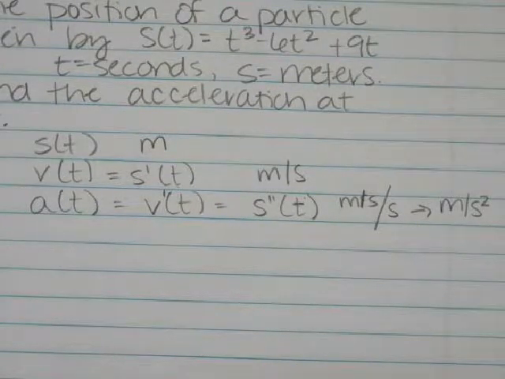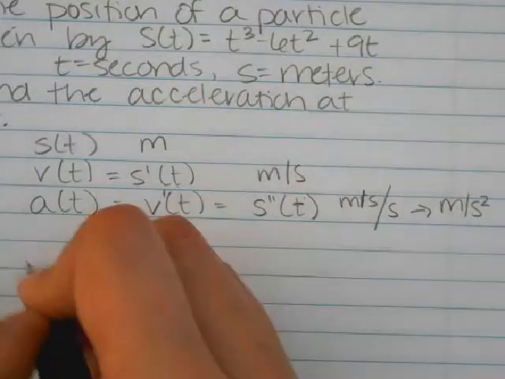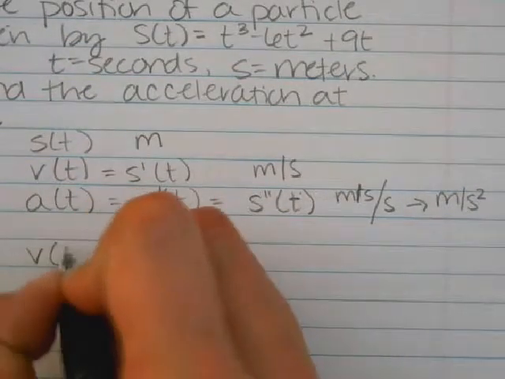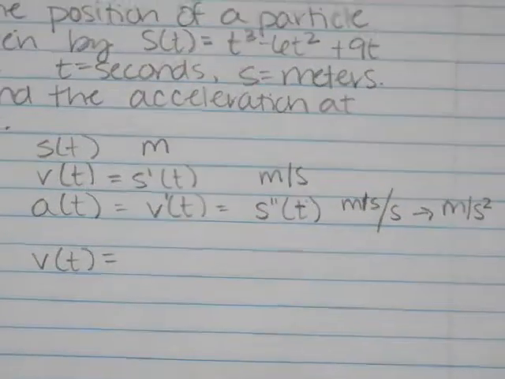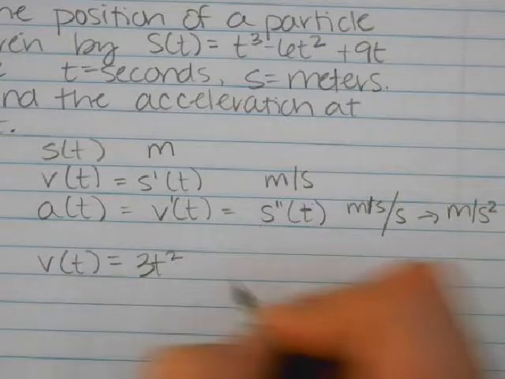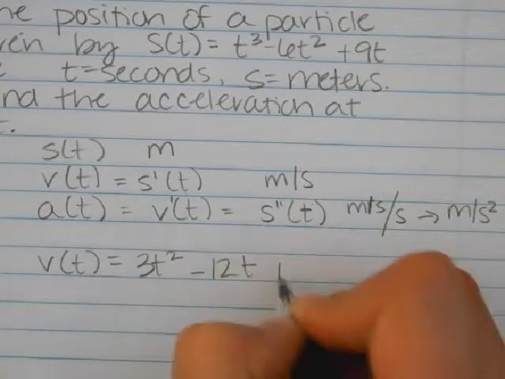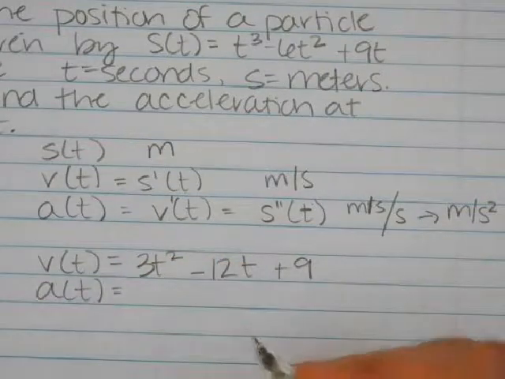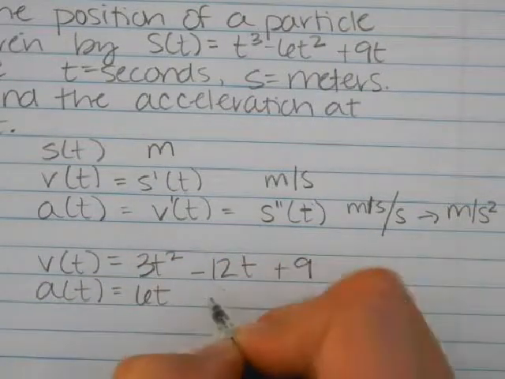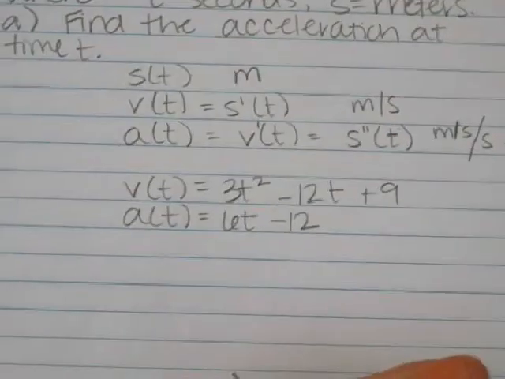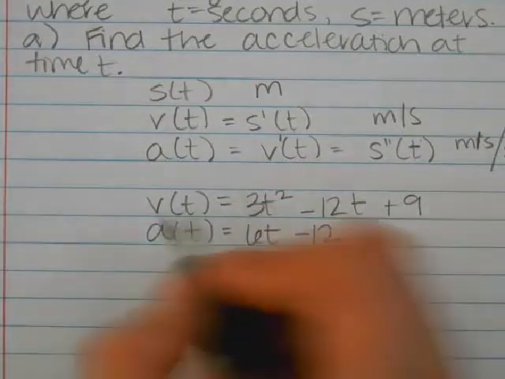Okay. So what we probably want to do first is just find the first derivative, because that helps us to find the second derivative. So v of t is what? Okay. And then a of t would be? Okay. So the acceleration at time t is just this.